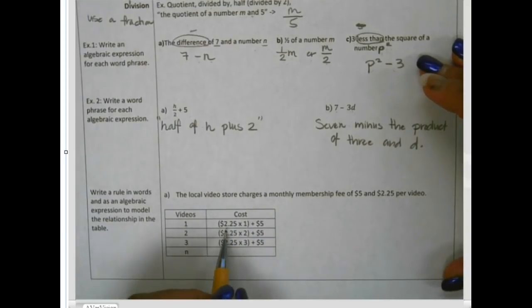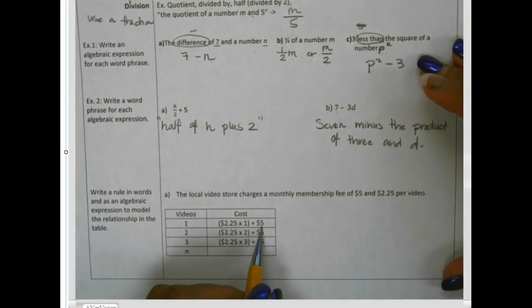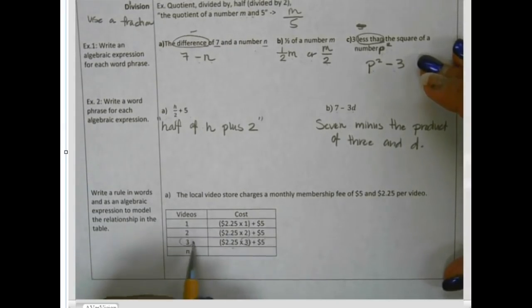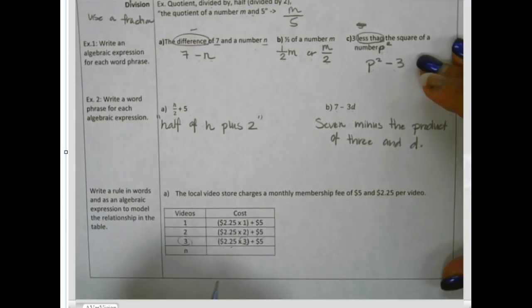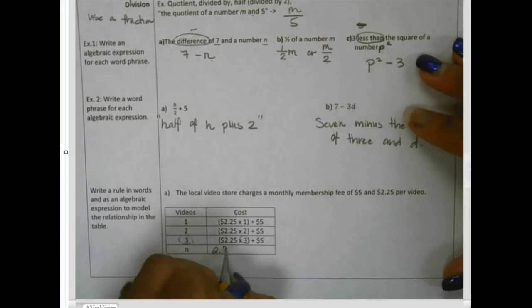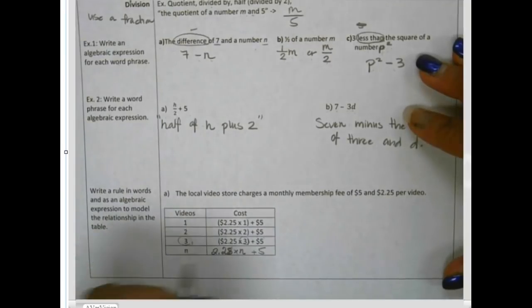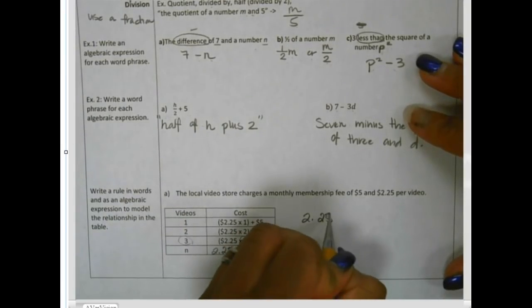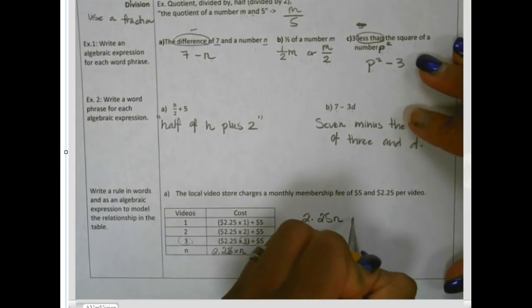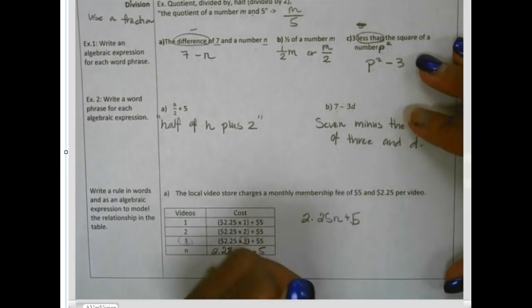But for one video, you're paying $2.25 times 1 plus $5 for your monthly membership fee. For 2 videos, $2.25 times 2 plus your $5 membership fee. For 3 videos, $2.25 times 3 plus your $5. You can press pause if you would like to fill in the next one. Otherwise, you know that it's $2.25 times n plus your $5 monthly fee. So I would write that as 2.25n plus 5.